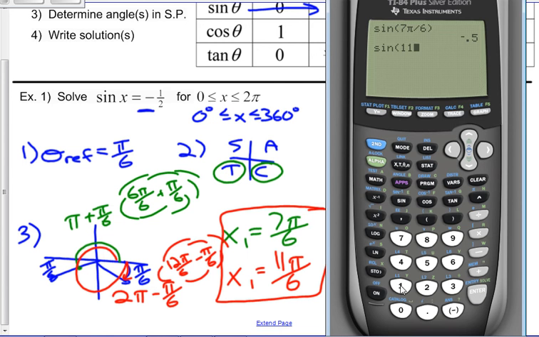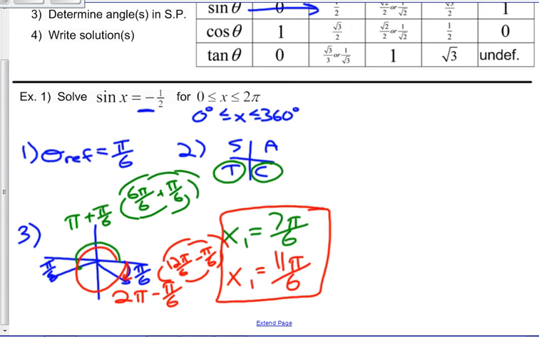Let's try it with 11 pi over 6. Very nice. So we know that it's right. Those are our two angles. If we were to convert them to degrees, we'd find they're the same answers that we found in the last presentation. So that was step 4, was to write our final solutions.